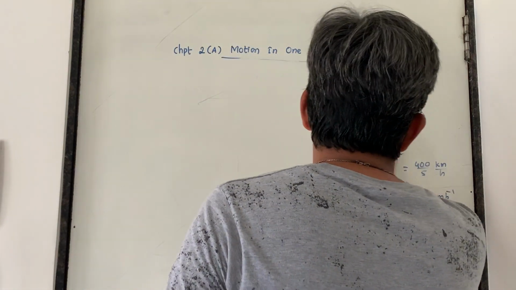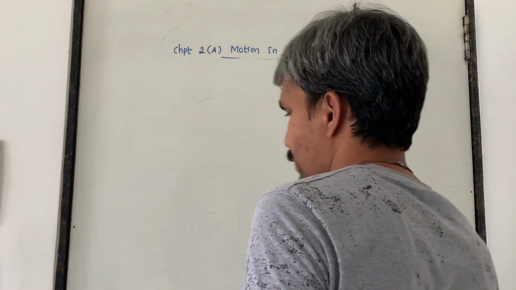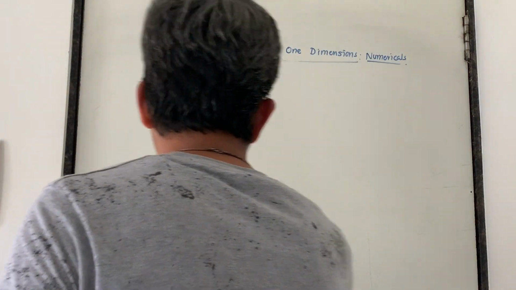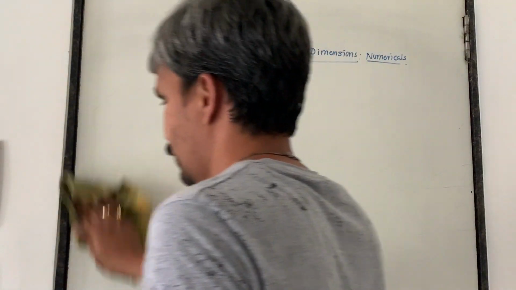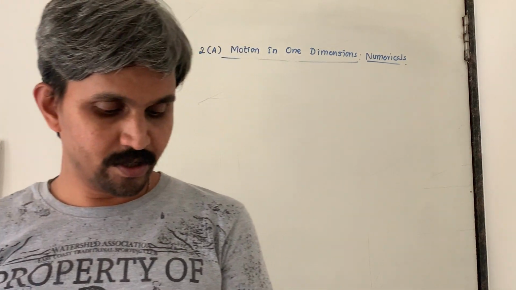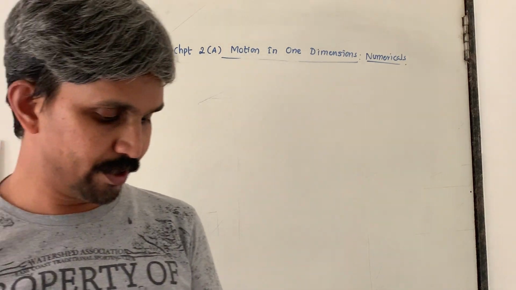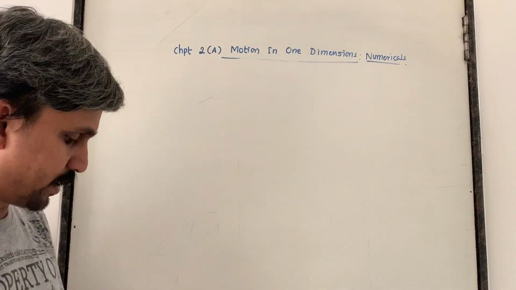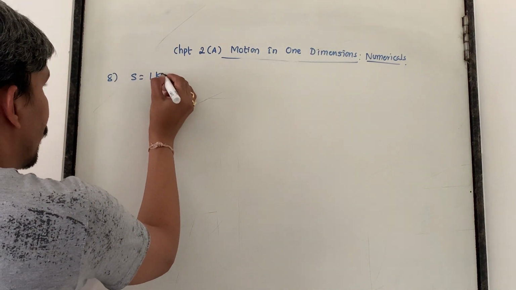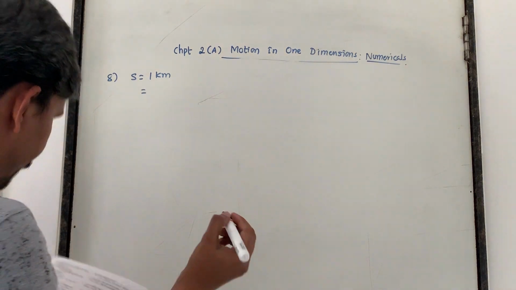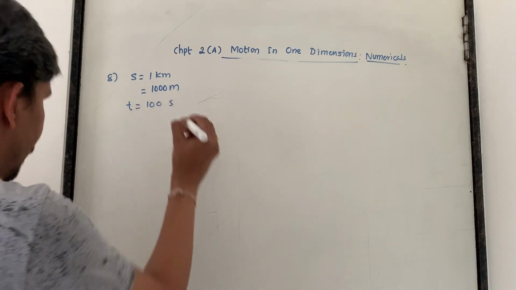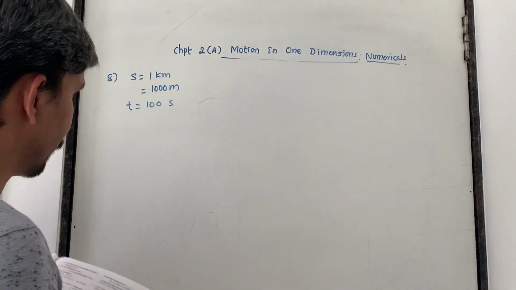Now in 8th question, what is given? Just check. Now 8th, what is given? A car is moving on a straight path, covers a distance of 1 km due east, that is towards east, in 100 seconds. So here your displacement is given 1 km, that is equal to 1000 meter, time is given as 100 seconds, right? What is the speed and velocity?